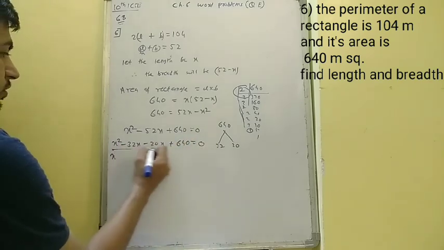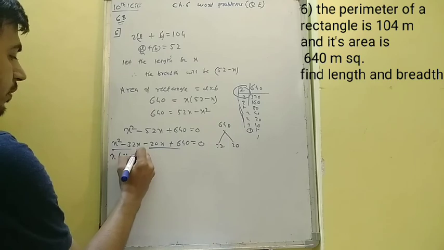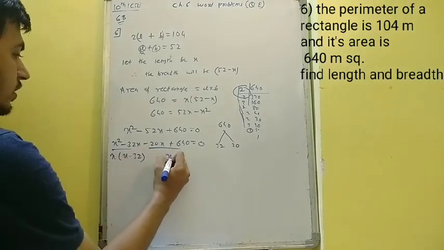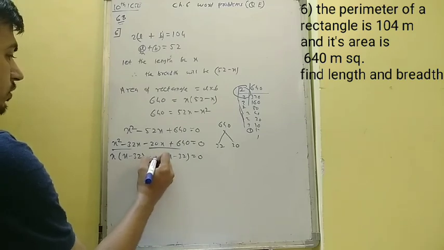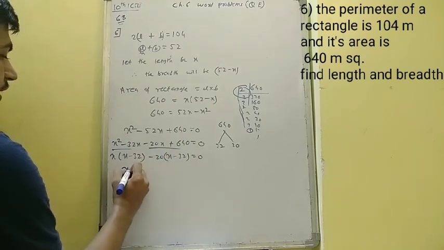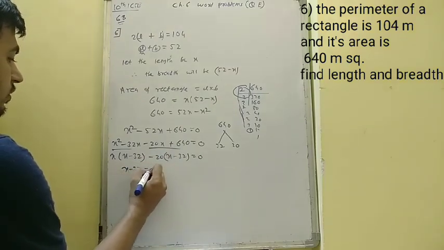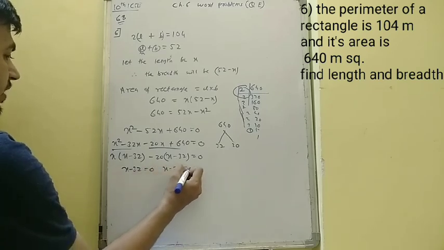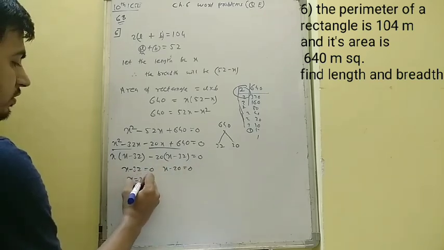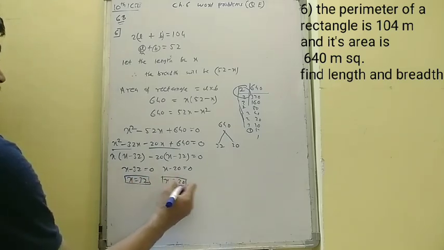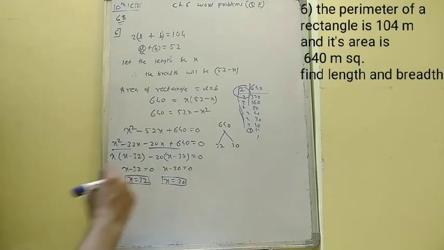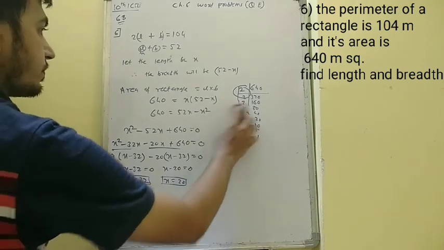So taking x common, I will have x minus 32. Here also x minus 32, so it is minus 20. x minus 32 is equal to 0. x minus 20 is equal to 0. x is equal to 32 and x is equal to 20. So whatever you want to take, you can take 32 or take 20. Okay, I'll just erase this part.